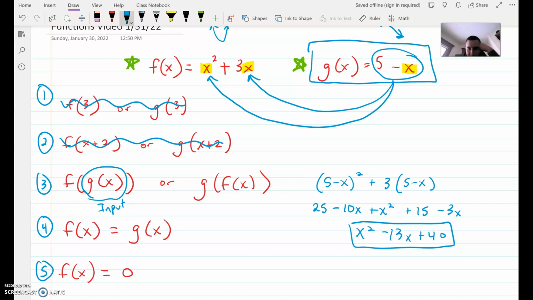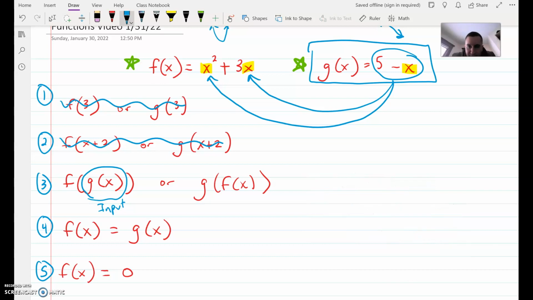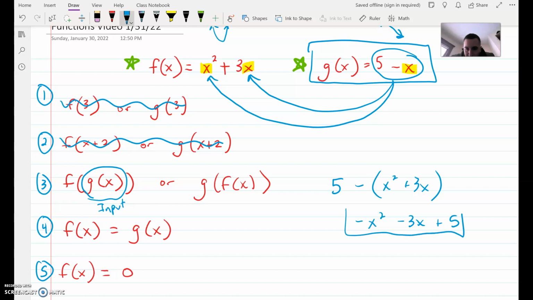Pause there and look and read. Look at it if you need to, because I need to do the second one, g of f. G of f is going to get you a totally different answer, because this time you're putting the f function into the g. So the g function is 5 minus x. But if I put the f function in there, it takes the place of the x and goes in there. And that simplifies really quick to negative x squared minus 3x plus 5 once you put it all in the right order. Totally different and much easier, because it was asking you a different thing. So f of g, g of f, you got to be ready to do both.